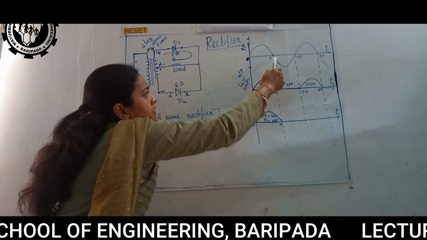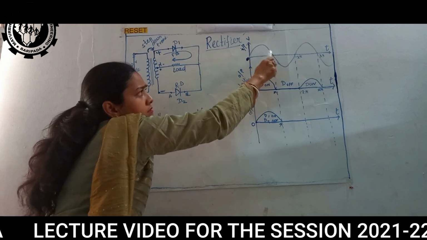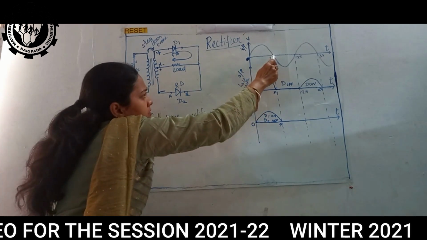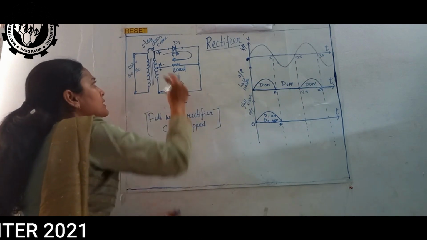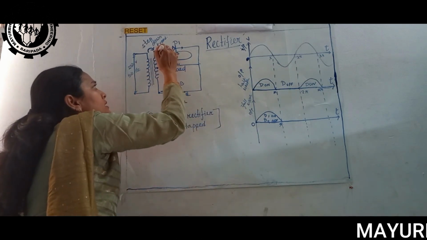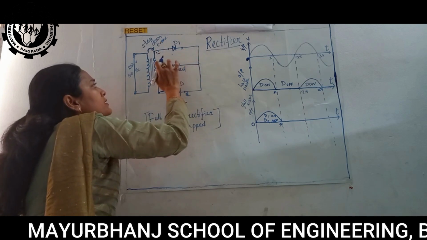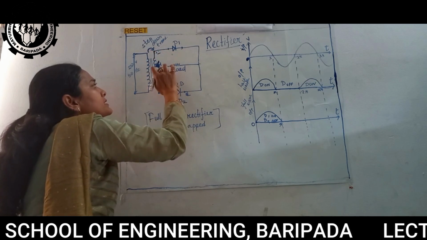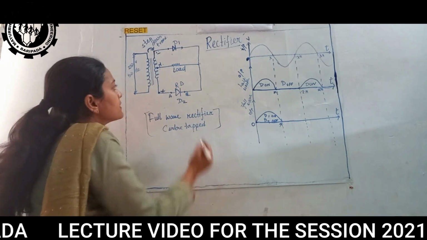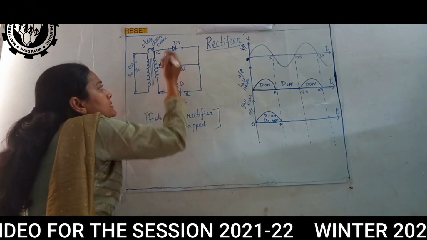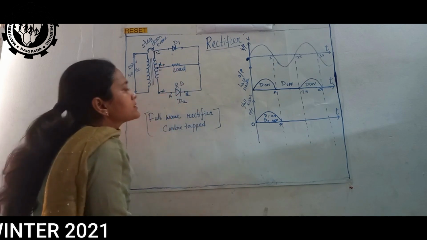Now when input is reverse biased, this one input was in forward bias. Now when input is in this form, what happens? Now this particular terminal will become negative. When this is negative, then this terminal becomes positive. Then it will become plus and this is minus, negative.